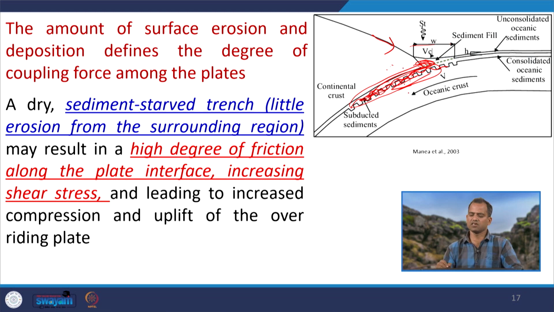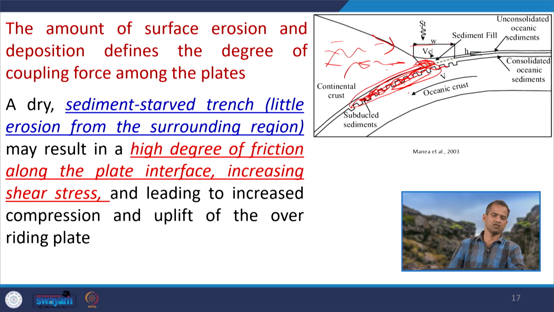So, that means the deformation will be more, and once the degree of coupling is more, there will be a compressional system, and as a result we will have compressional deformation here on the overriding plate. So, a sediment starved margin, that means we have little sediment. Sediment starvation from the surrounding region may result in a high degree of friction at this plate interface, increasing the shear stress, leading to an increase of compression.